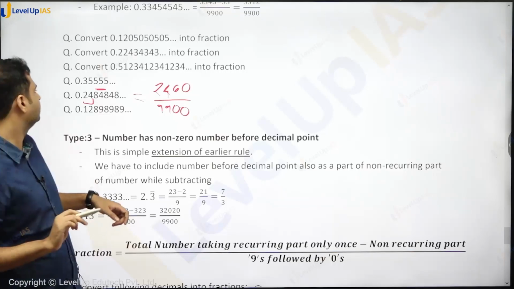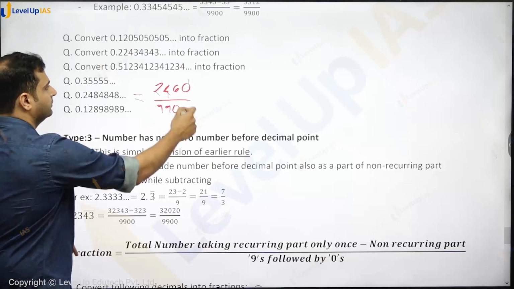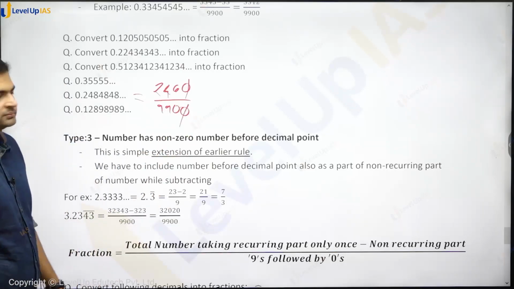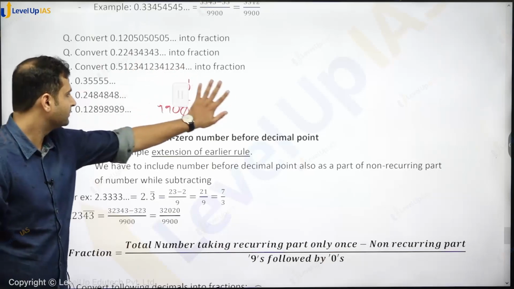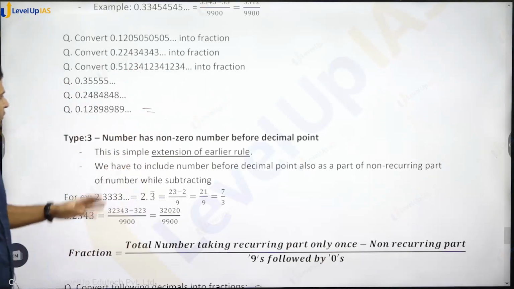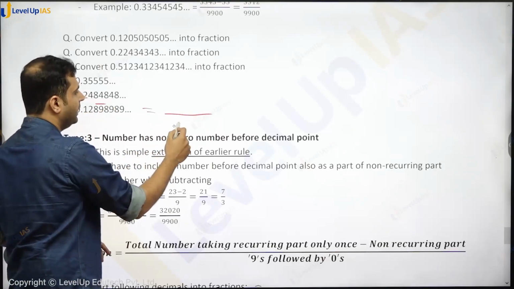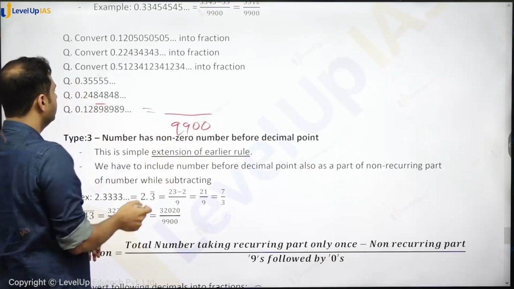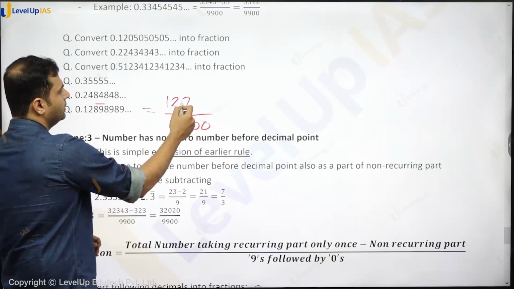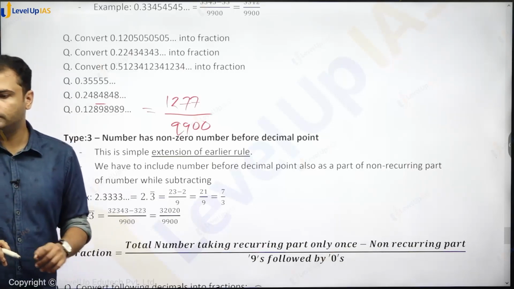Okay, it will be the same. So you'll have 12898989 repeating, so you'll get 9900 and 1289 minus 12 to 1277, right?